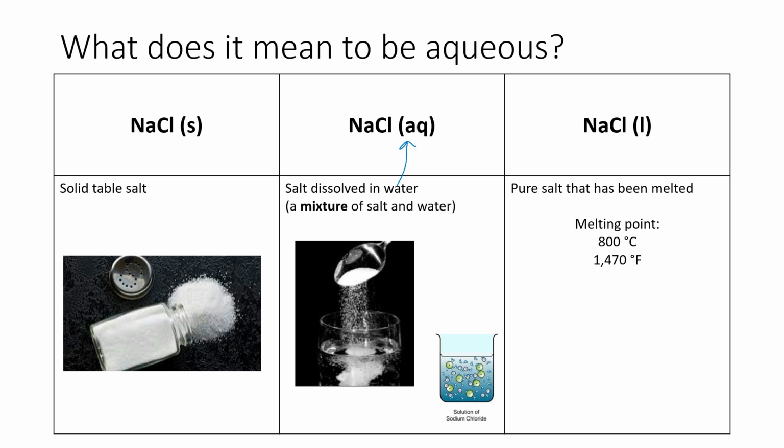So when you have something that's aqueous, it's actually a mixture of something in water. So it's a mixture of two things. And we'll get into what's happening at a particle level with this later on. We'll discuss solutions later on in the year. You could also have liquid sodium chloride. This would be pure salt that has been melted. And salt has a very high melting point, so you have to heat it up very high in order to get molten sodium chloride. Not something you can do at home.